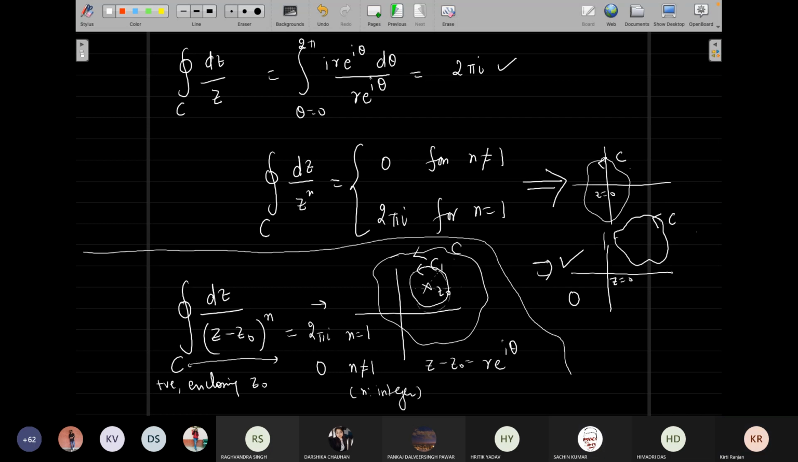Okay, sir. We are trying to evaluate an integral over some arbitrary contour by using the principle of path deformation, and we are saying that this will remain valid. Basically, we are going for the Cauchy's integral formula.